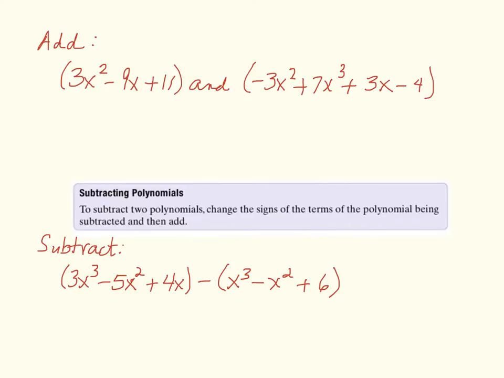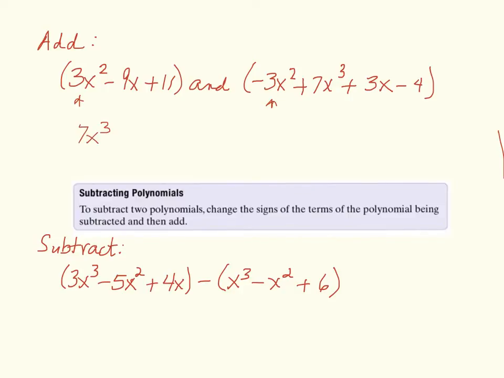Add these two. You should be trying to work these out before I do it and then come back and check your work. So 3x squared added to a negative 3x squared gives you a 0. So those two terms cancel each other out. They're additive inverses. Then we have 7x cubed by itself, so we can't add anything to that.